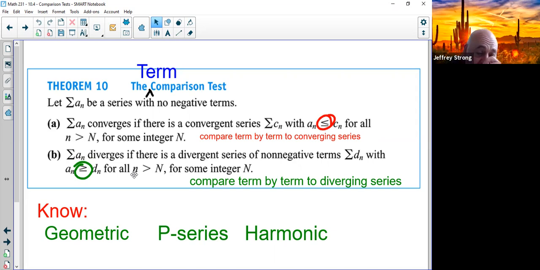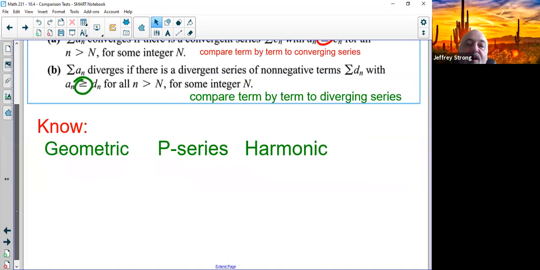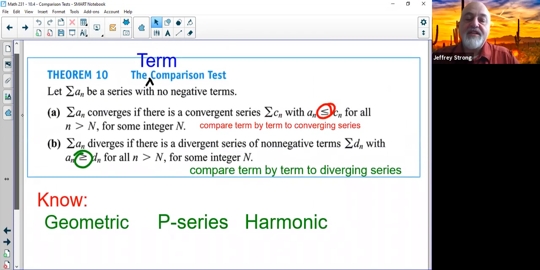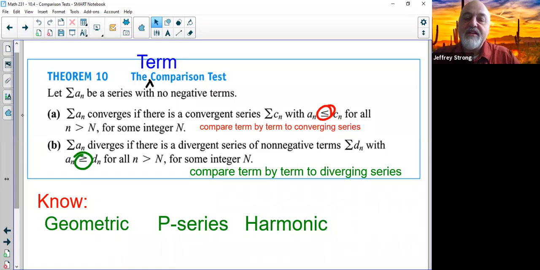Okay, now the things that help us are if we know the geometric series, the P series, and the harmonic series. Those are known series that converge or diverge, and in the case of the P series, depending on what the P is, it'll converge or diverge. So if we have knowledge of those series, those are the series that we typically use to compare with. Okay?